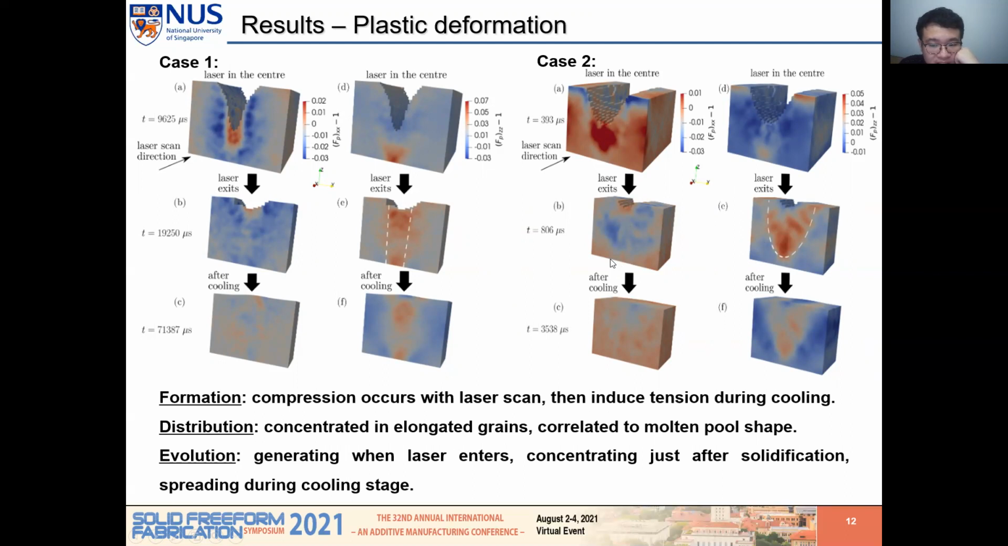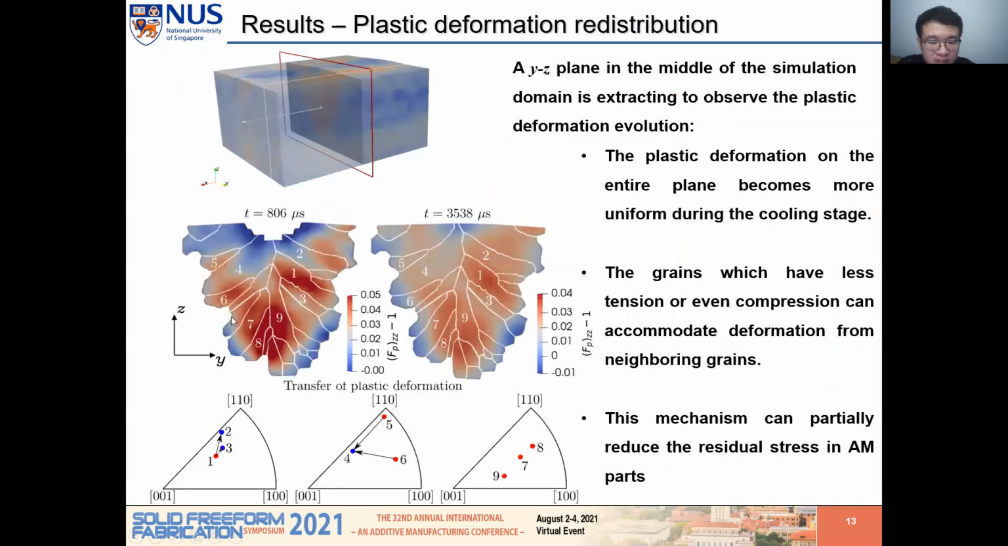In case 1, the laser scan is slow, the laser passes slowly, and the power is larger. So the heat affected zone is larger, and the cooling stage is also longer. We find the deformation decreases more and becomes more uniform on the plane in case 1. To further find the reason for the plastic deformation decrease, we select the YZ plane and draw the green boundaries here for the elongated grains.